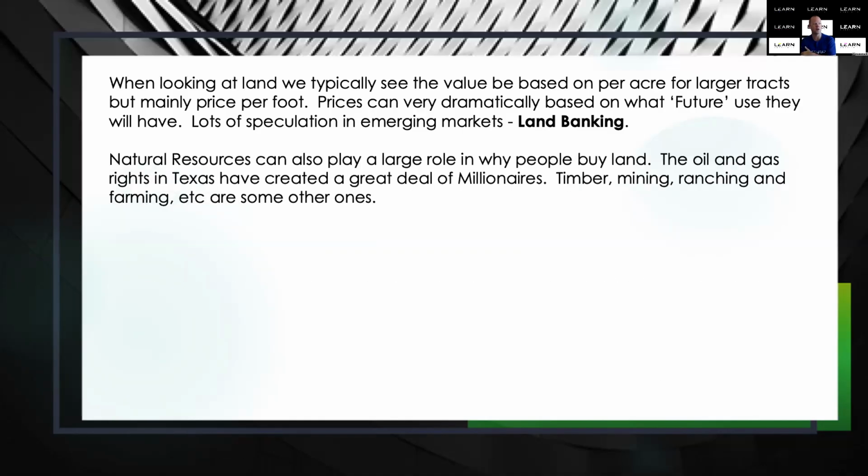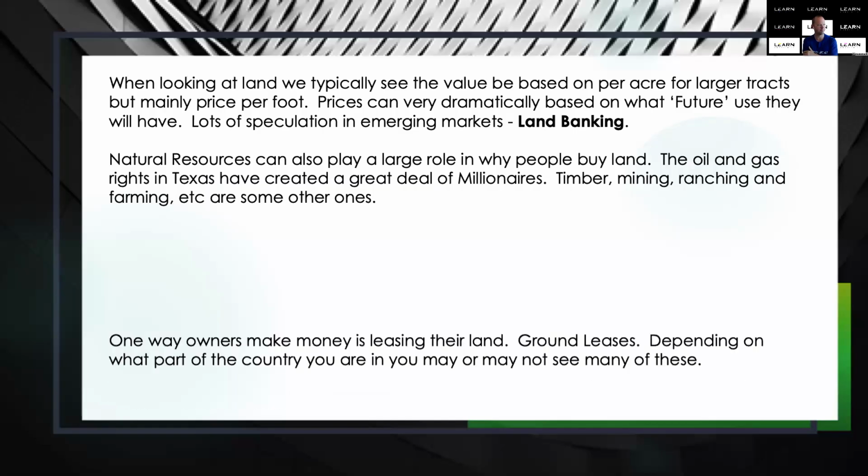Natural resources can also play a large role in why people buy land, right? Oil and gas rights in Texas have created a great deal of millionaires. In New York, we have air rights. So timber, mining, ranching, and farming, et cetera, are all some of the other opportunities outside of just the land.